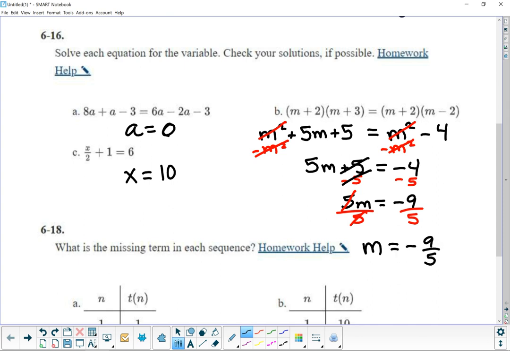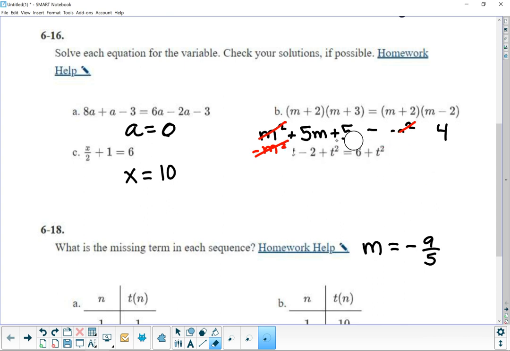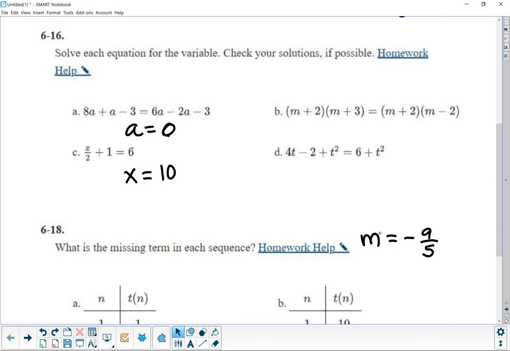You cannot divide that, or you could, but it's not going to be nice. So I'm going to leave it as m equals negative 9 divided by 5. I'm just going to leave that as my answer. Okay, D. And just so you know, I'm not going to check that one.